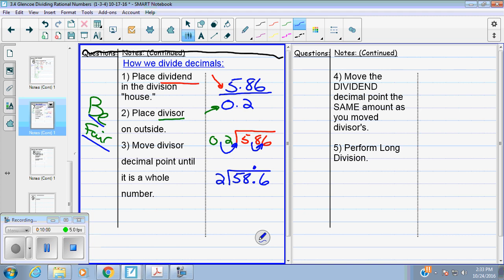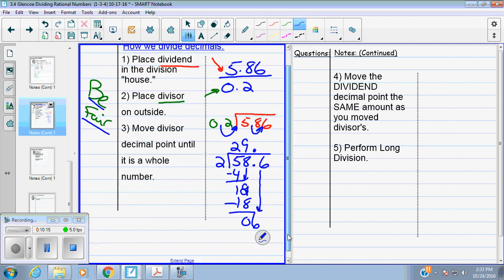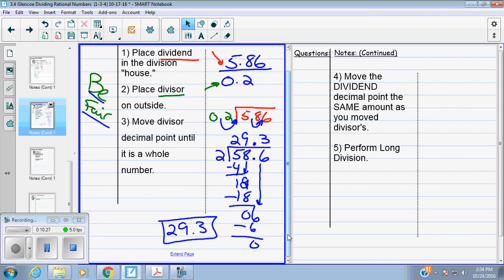So now we just perform our long division. 2 goes into 5 2 times. 2 goes into 18 9 times. And that hasn't terminated yet because we still have digits. 2 goes into 6 3 times. And now this problem has terminated. The answer is 29.3.